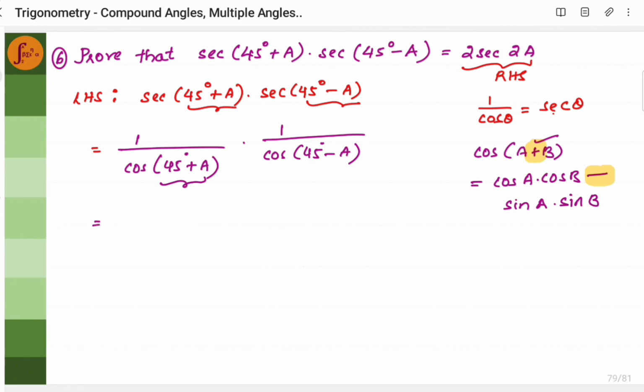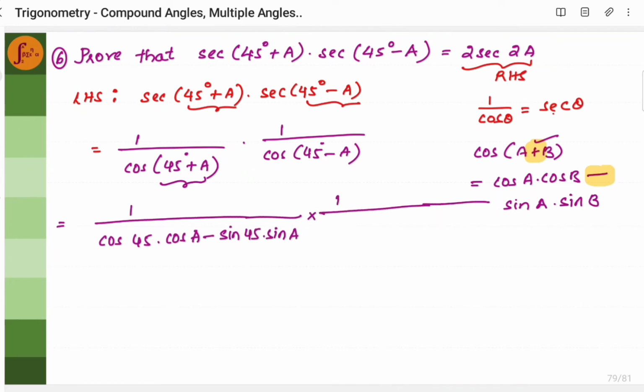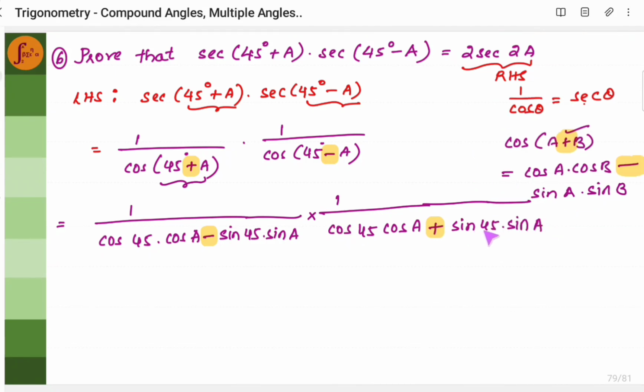Now let's substitute. 1 by cos 45 plus a is cos 45 into cos a minus sin 45 into sin a. Into the same formula we'll use, but there is a negative sign here. So it will be cos 45 into cos a, it will be plus this time. There is minus, so it's going to be plus. Here it was plus, so we have minus. And sin 45 into sin a. So we have done the substitutions.